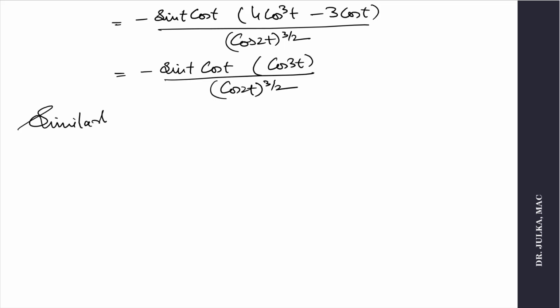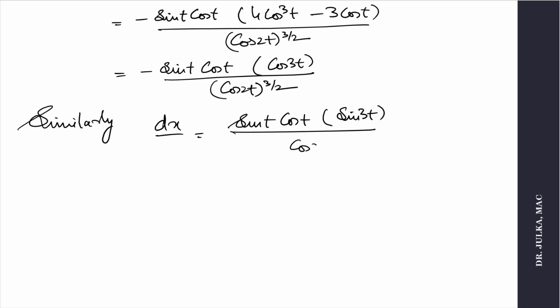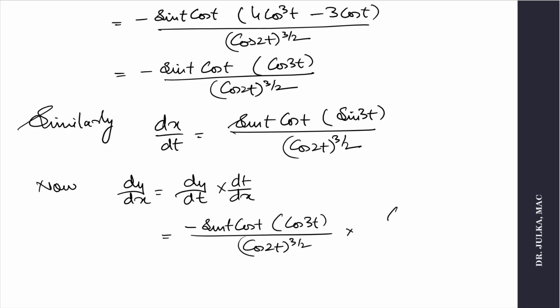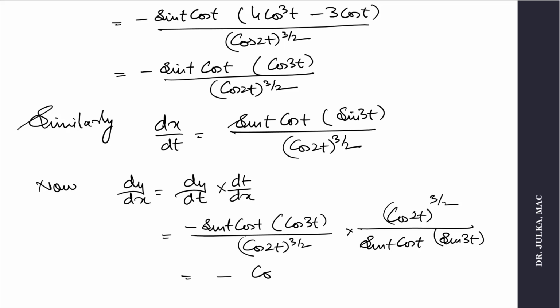And the formula of 4 cos cube t minus 3 cos t is cos 3t. Similarly, we will get dx by dt, which equals sin t cos t whole multiplied by sin 3t whole divided by cos 2t raised to the power 3 by 2. Now dy by dx equals dy by dt into dt by dx, and after simplification we will get the answer minus cos 3t divided by sin 3t, which equals minus cot 3t.